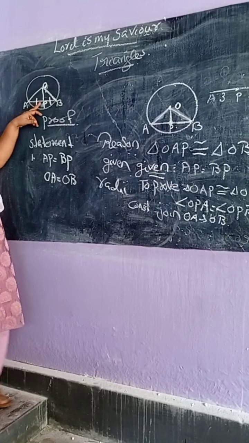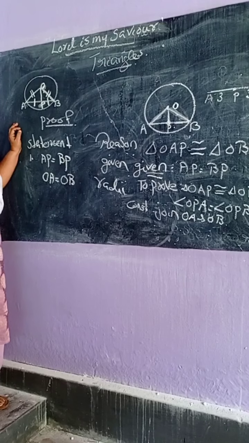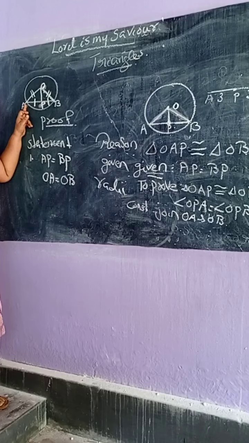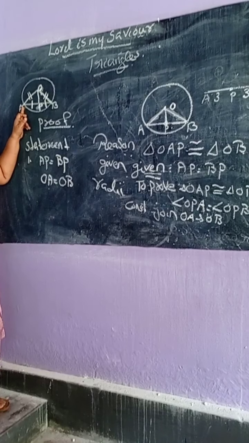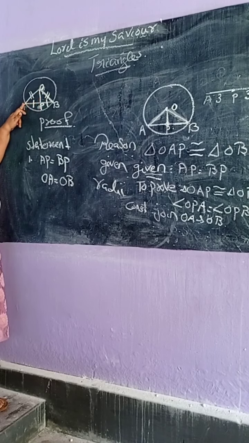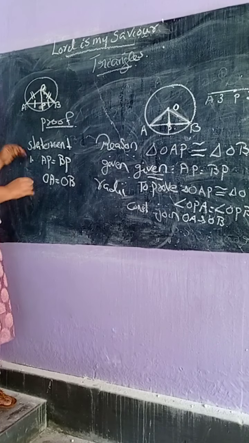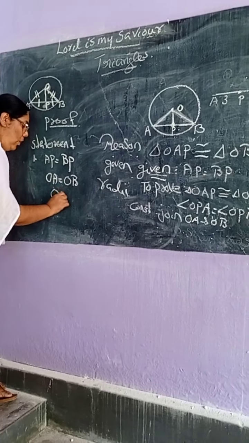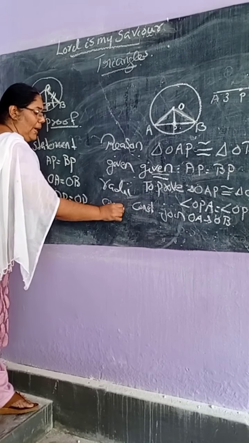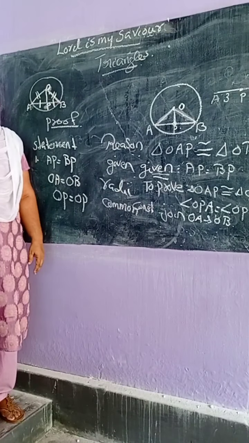Then look at the figure. Here also, this is the second condition. Look here, from these two triangles, which side is common? Yes, this OP is common to both the triangles OPA and OPB. Therefore, what is the third one? OP is equal to OP. What's the reason? That is the common side.